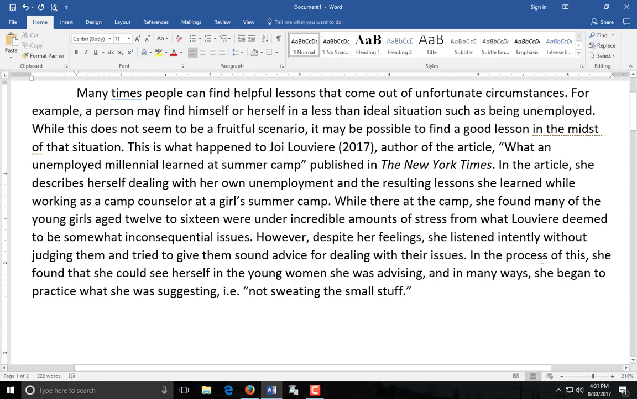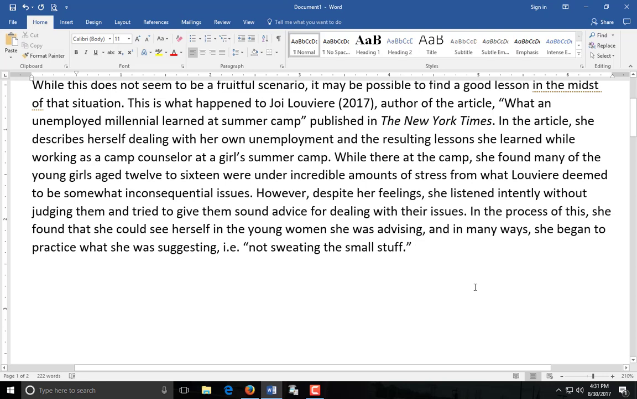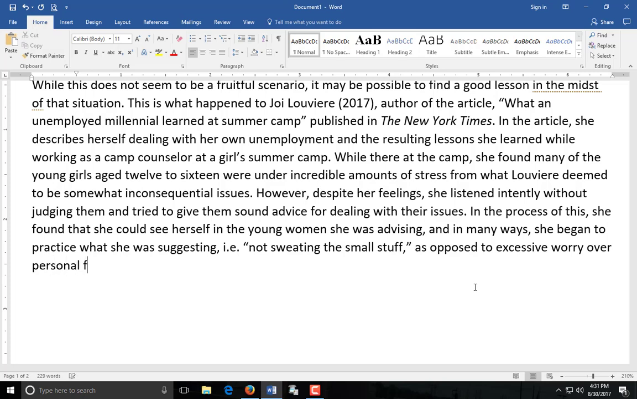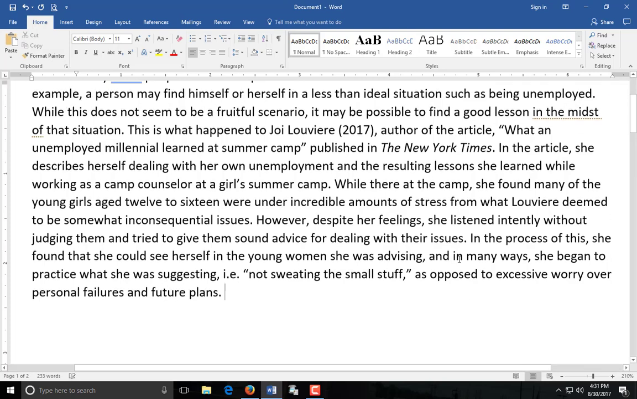Let's see. Now I think that's pretty good for a summary. At this point, that captures most of it. So now, as opposed to excessive worry over personal failures and future plans.